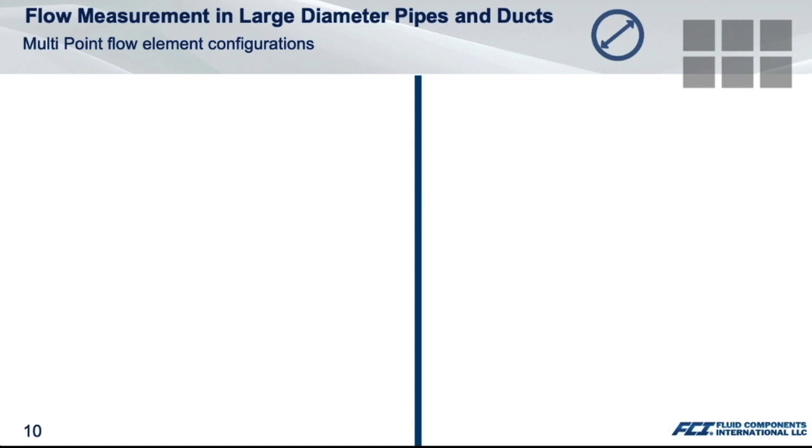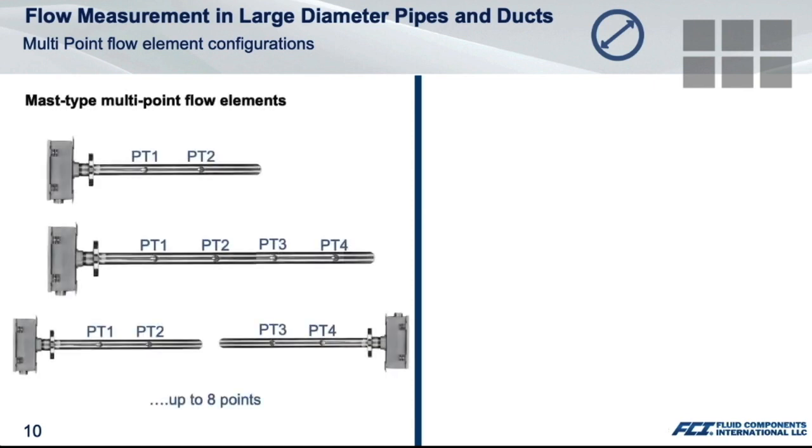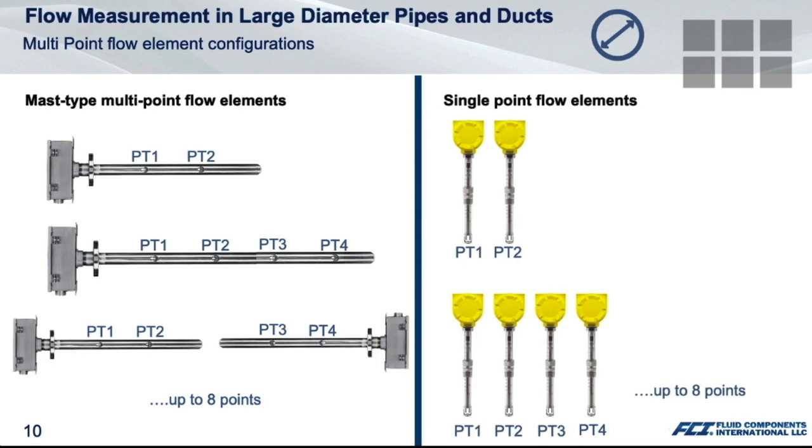There are different types of multi-point flow element configurations. One is a mast-type, which has multiple flow elements on one probe. It can be up to 8 flow sensing elements on one probe. And again, we're taking the average of that. It can be a probe mast type that extends all the way across the duct, or it can have multiple mast probes, so it can be installed from both sides of the duct or at 4 different quadrants within the duct to be able to provide the mass flow.